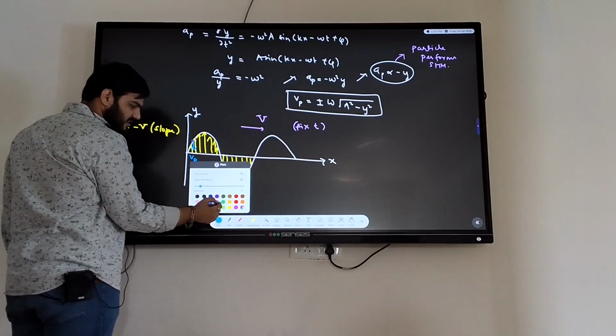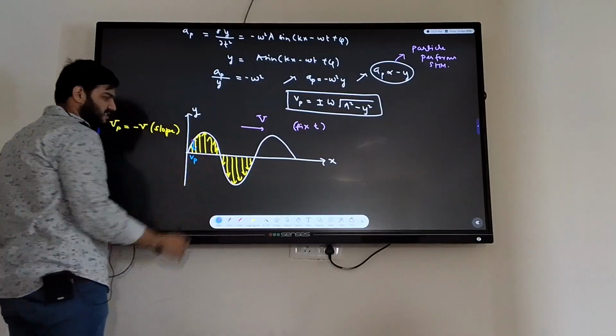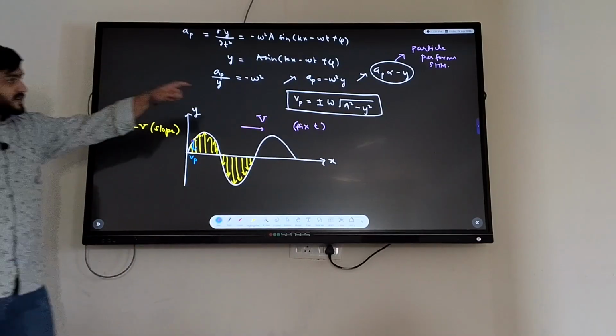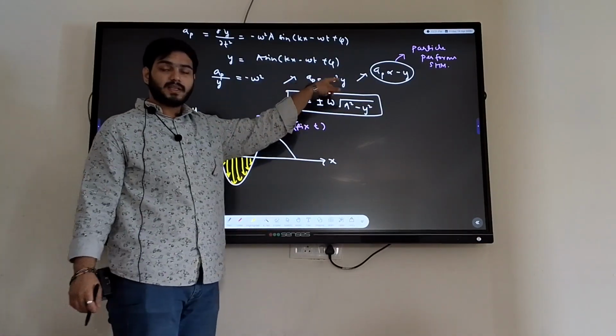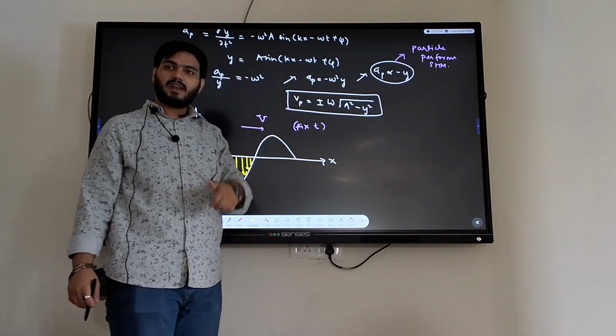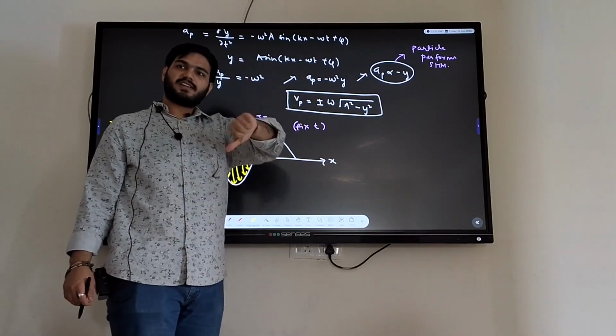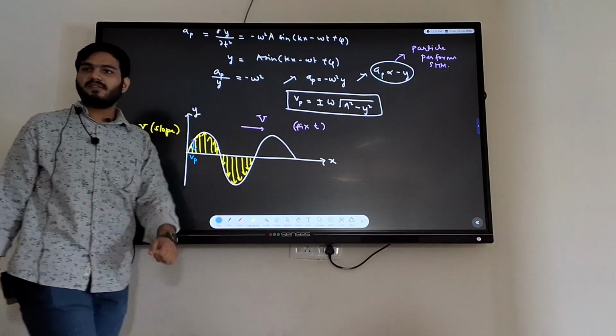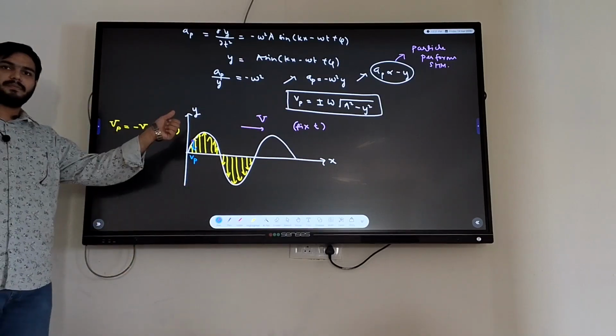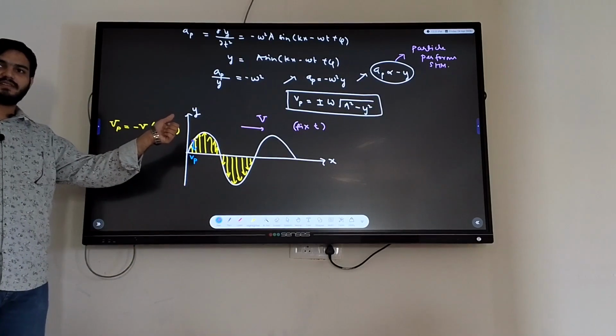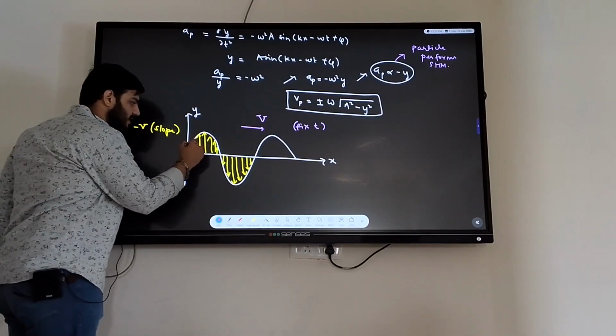What about the acceleration direction? Can somebody tell me about the acceleration direction? What is the acceleration given to me? Minus omega square y. Wherever the displacement is, the acceleration should be opposite to that. Where is the displacement? Up. Where is the acceleration? Down. So you have an acceleration down.